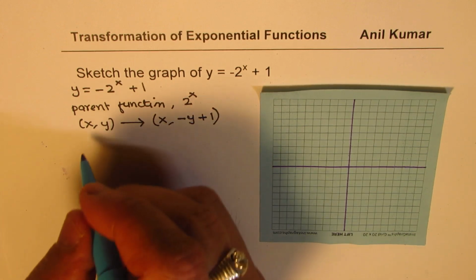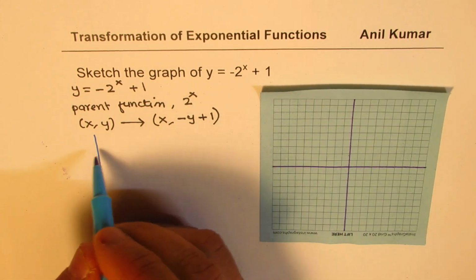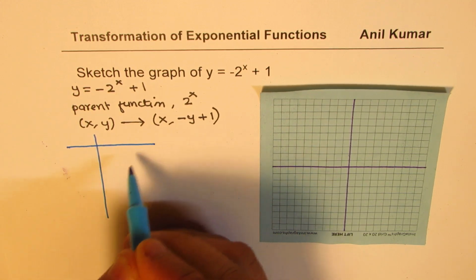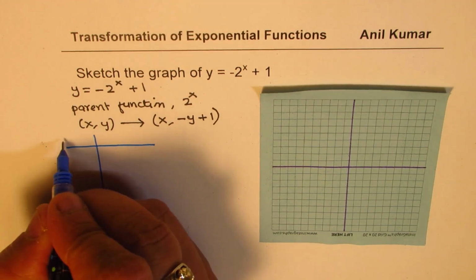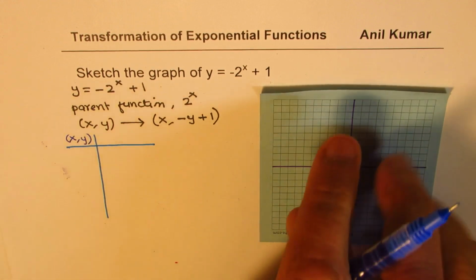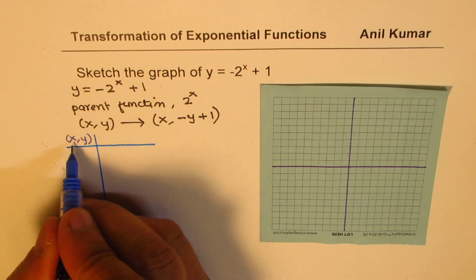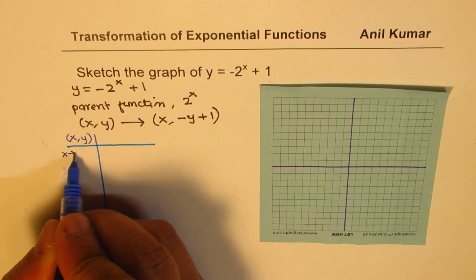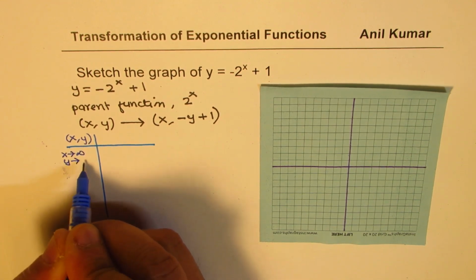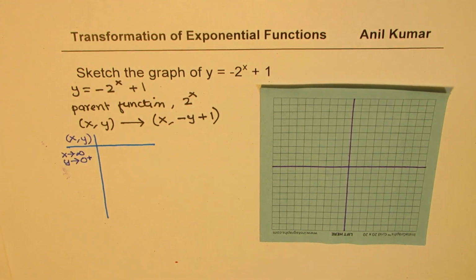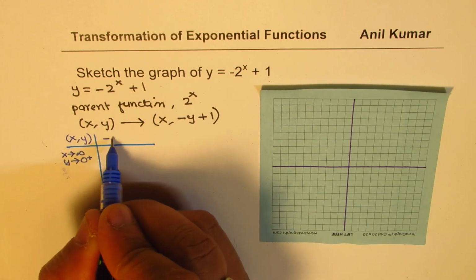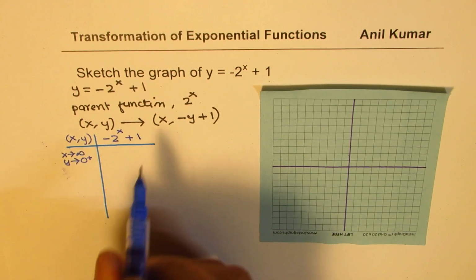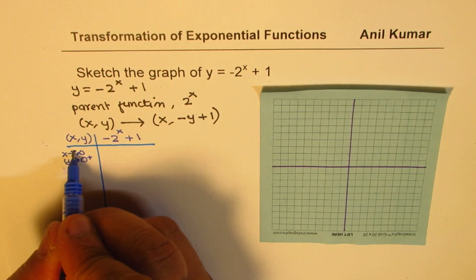Now, which points to consider? So the key points which we considered last time are the points which you should be considering now also. So in the main function, we will look into the x, y points. We'll start with negative infinity. So if x is approaching negative infinity, y approaches 0 from the positive side. Now in this case, after the transformation, we're talking about now minus 2 to the power of x plus 1. The x value remains the same. I should have written negative infinity.